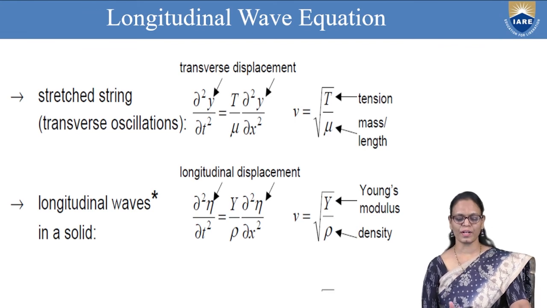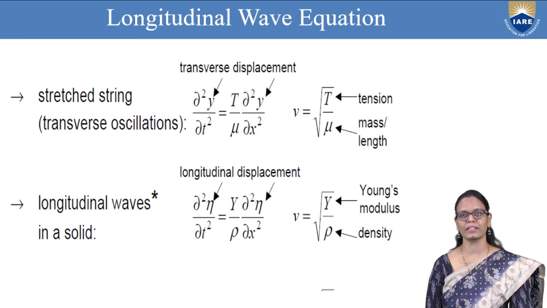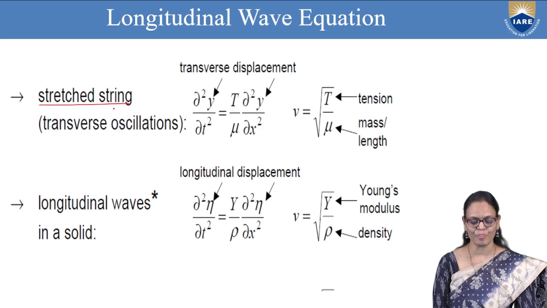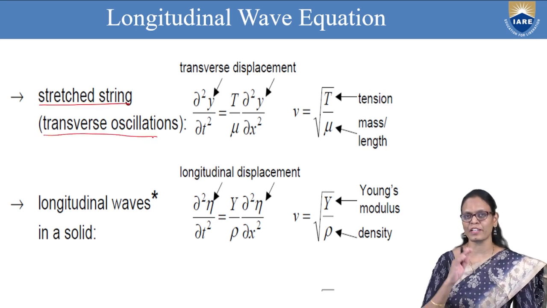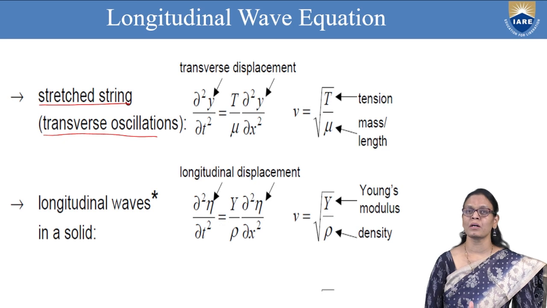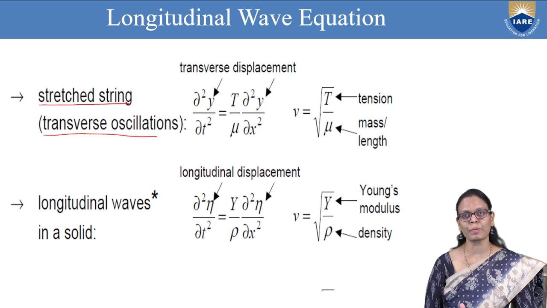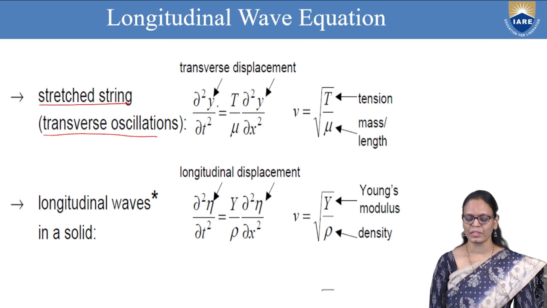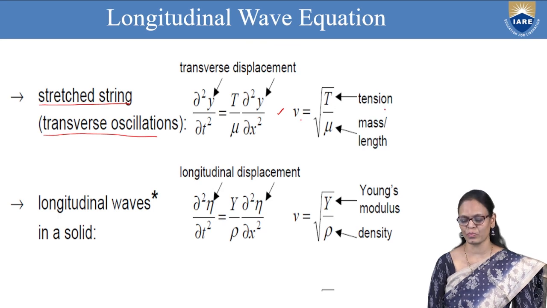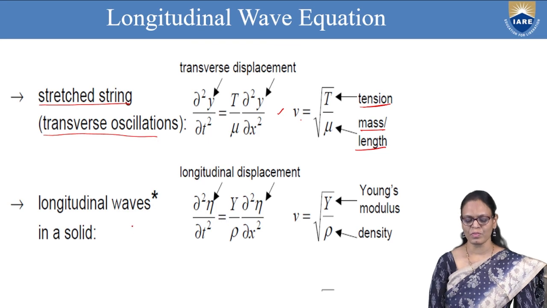So let us try to understand both now, how we can relate the terms. In a stretched string, when there are transverse oscillations, meaning when we are talking about a transverse wave traveling, the particles vibrate perpendicular to the direction of motion. Then ∂²y/∂t² will be equal to T by mu ∂²y/∂x². And v is given by the square root of T by mu, where T is the tension and mu is the mass per unit length. So this is the expression in case of transverse waves.